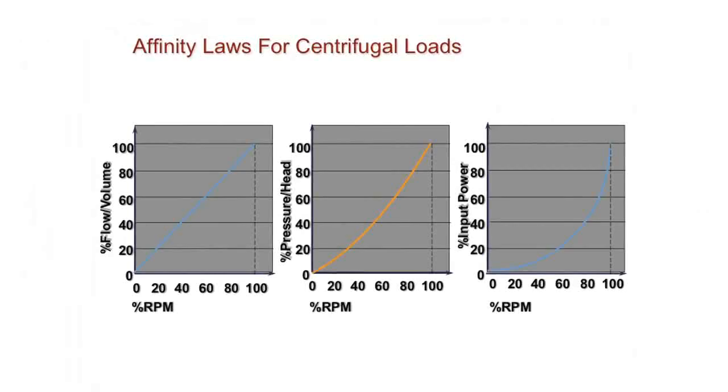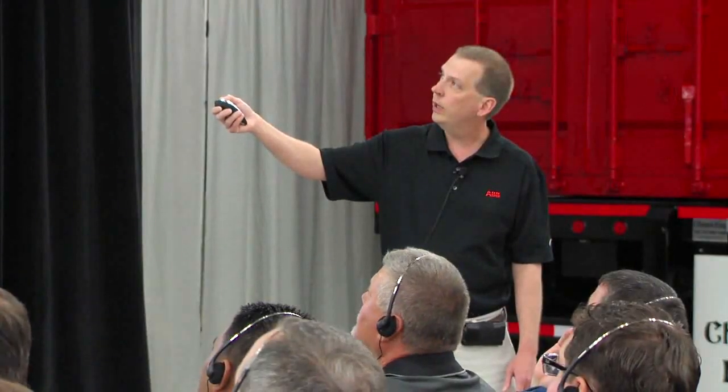These three charts look complicated, but they're really simple. They're called the affinity laws. Each one of them has on the bottom axis the speed you want to run in percent speed, from 0% speed to 100% speed. And on the other axis, there are three different variables. On this one, there's flow. So if this is a pump, and I start at 100% speed and I slow it down to 50% speed, I get 50% of the flow out of that pump.